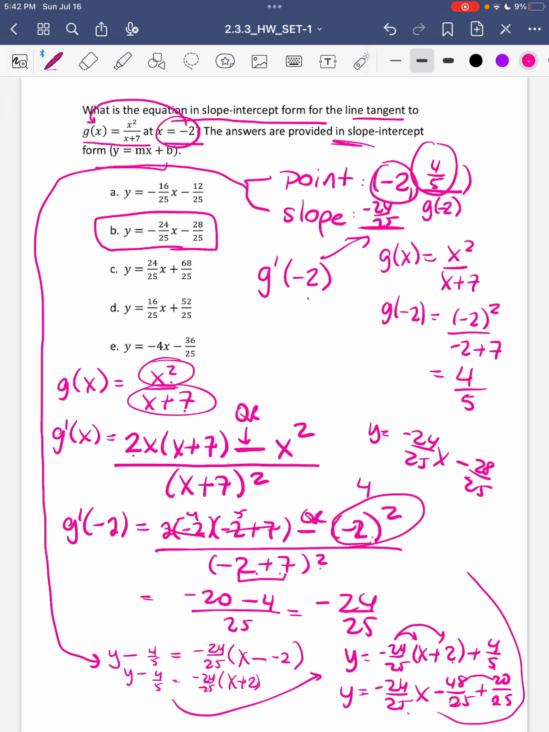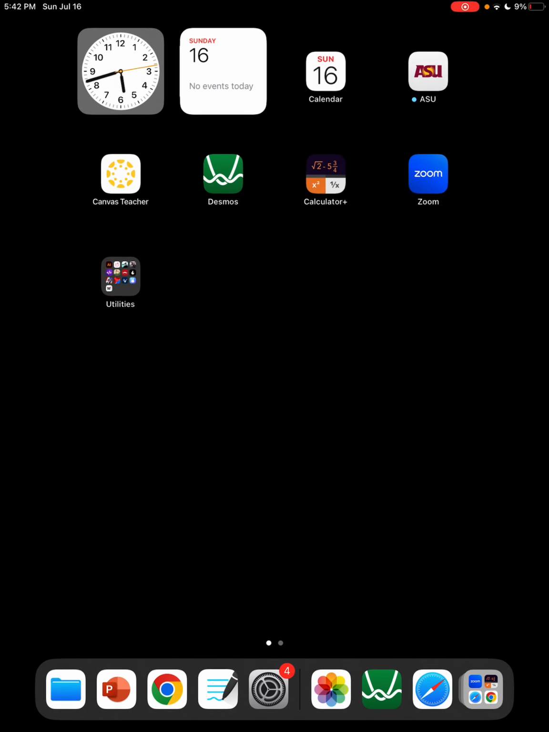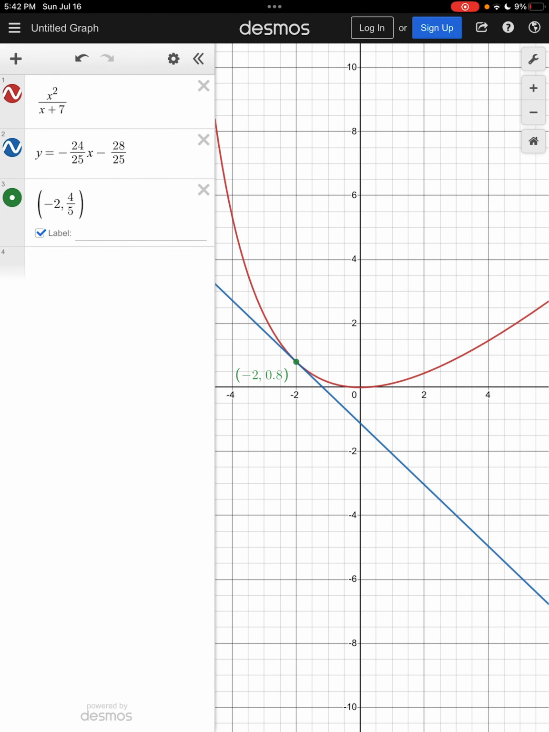Now when we're finding the equation of tangent lines, we can check by graphing the original equation and the equation of the tangent line. So I went ahead and did that using Desmos. In red, I graphed the original function, x squared over x plus 7. In blue, I graphed the equation of the tangent line, -24 over 25x minus 28 over 25, and then I plotted the point -2, 4/5.